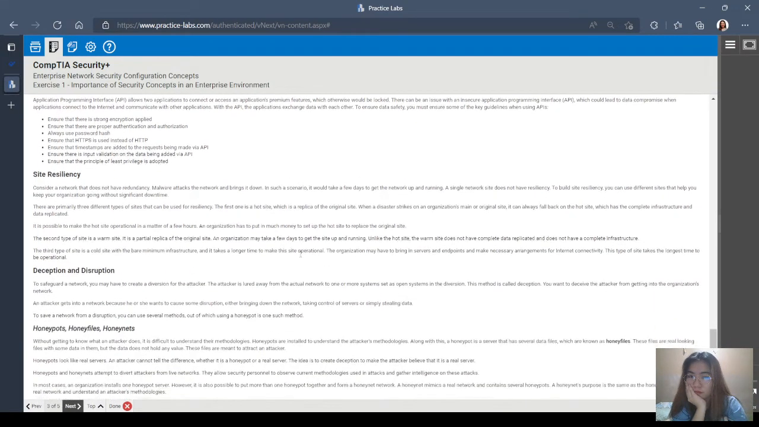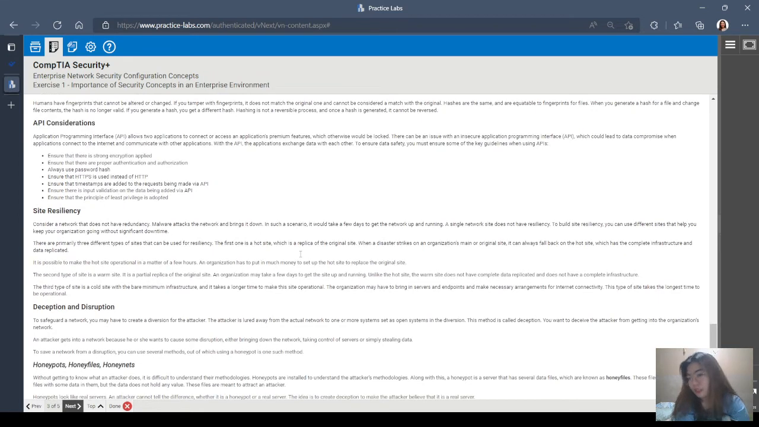API consideration. An application programming interface allows two applications to connect or access an application's premium features which otherwise would be blocked. There can be an issue with an insecure application programming interface, which could lead to data compromise when the application can connect to the internet and communicate with other applications. With the API, the applications exchange data with each other to ensure data safety.